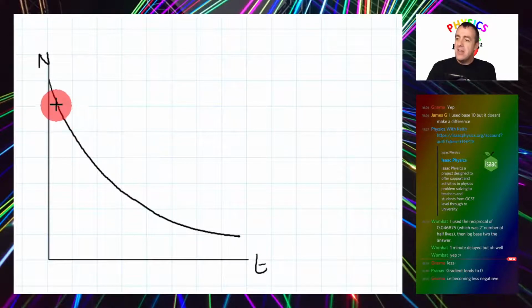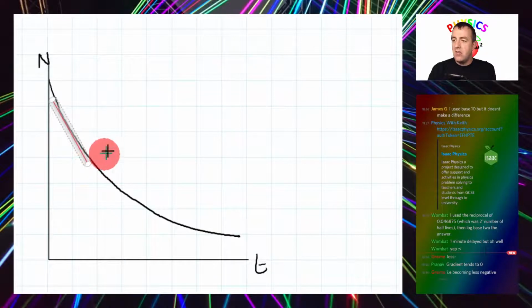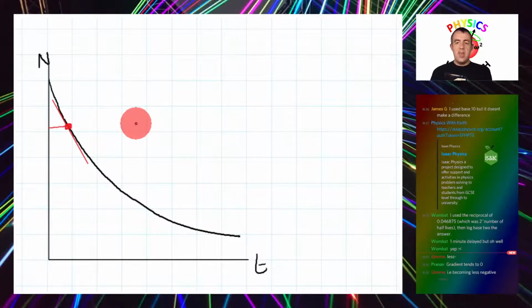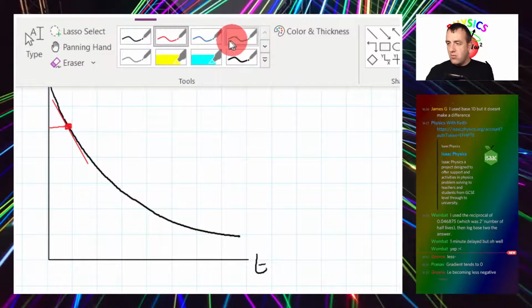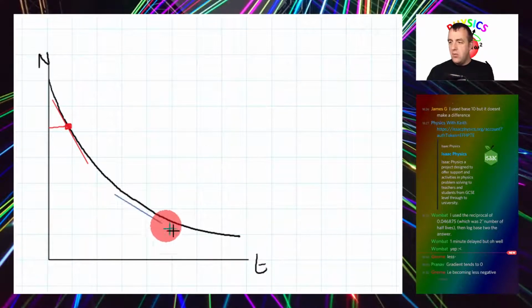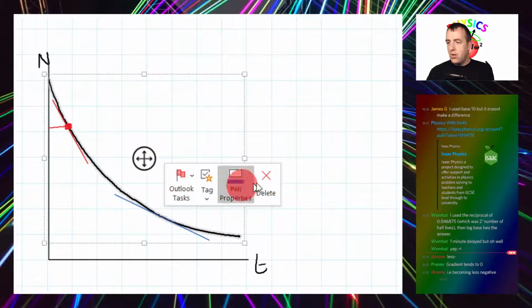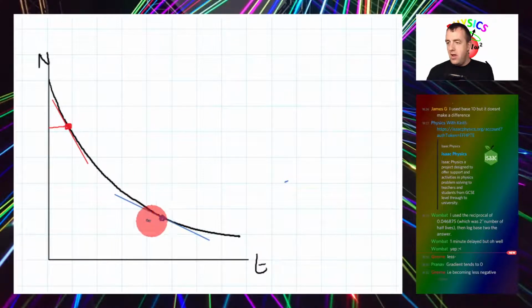Yeah, exactly. So if I took the gradient at any point, let's take the gradient here, I'd have to draw a tangent. And then I'd say that's the gradient at that point. And what you'll notice is that's quite a high magnitude of gradient at a high value of N. I hope you can see this red ink. At a low value of N, we end up with a low gradient. Let's do it down here. Just like that.